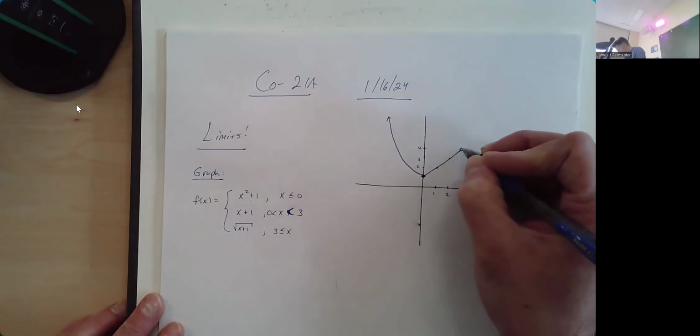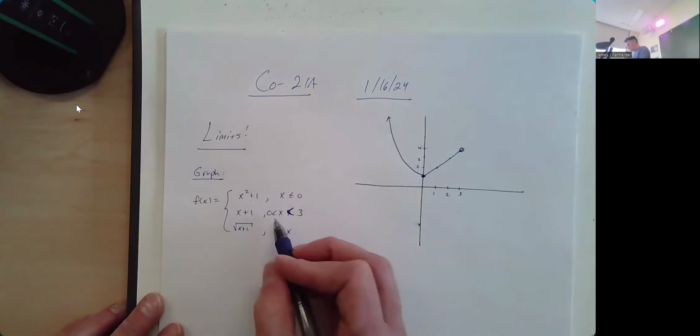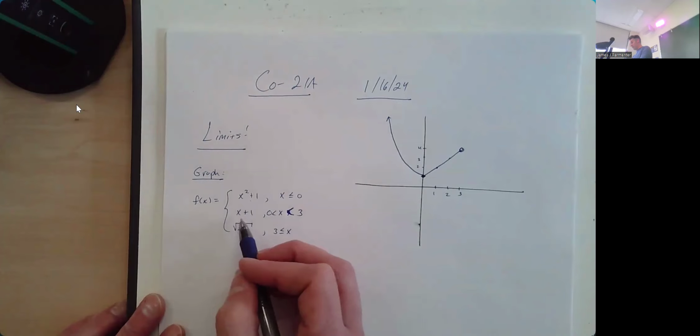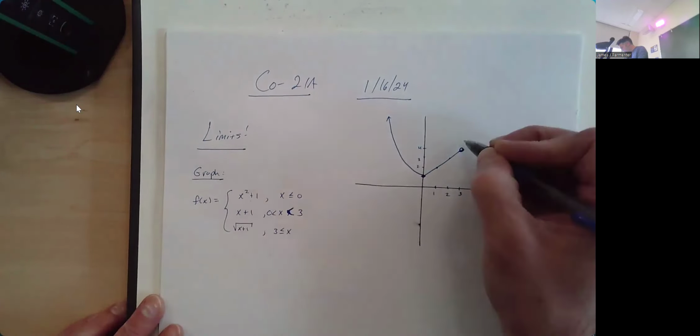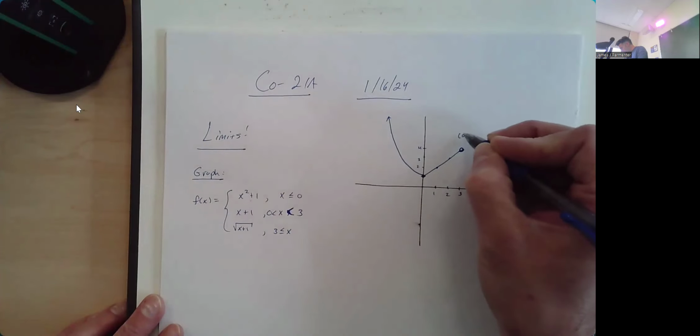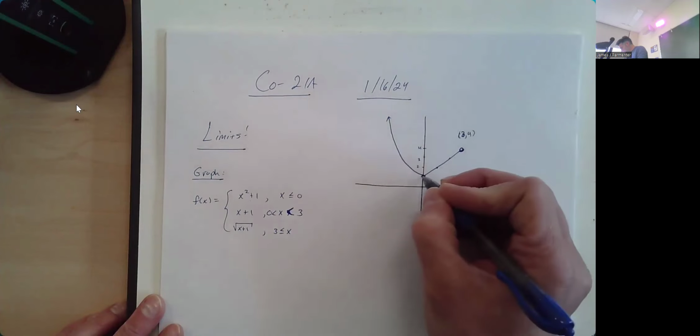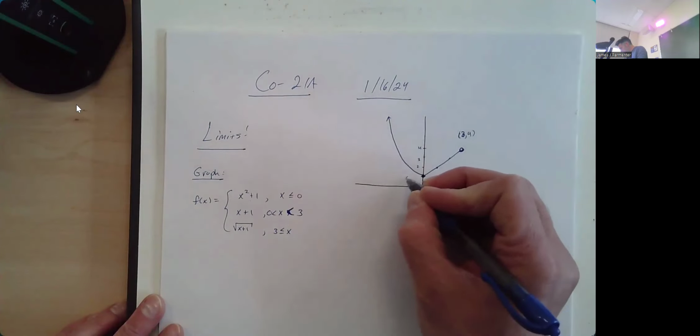They don't get 4 because this function is defined to be equal to x plus 1 when x is strictly between 0 and 3. So I get this open hole here at the point 3, 4, just like I get this closed hole here at the point 0, 1.